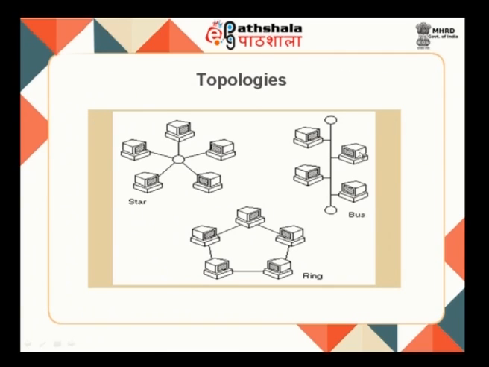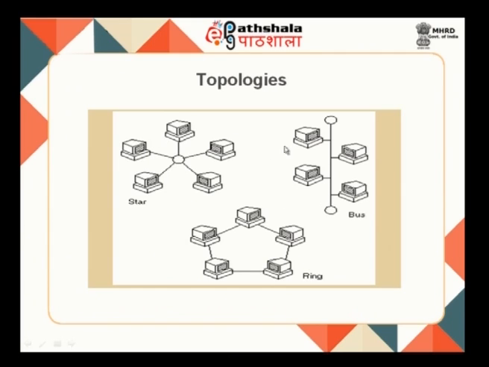So, the different topologies that you must be familiar with are these 3: ring, star and bus. In a bus, you have a single bus to which multiple devices are connected. In a ring, they are connected in the form of a ring. In the case of a star, you have a central hub or a switch using which different devices can be connected.